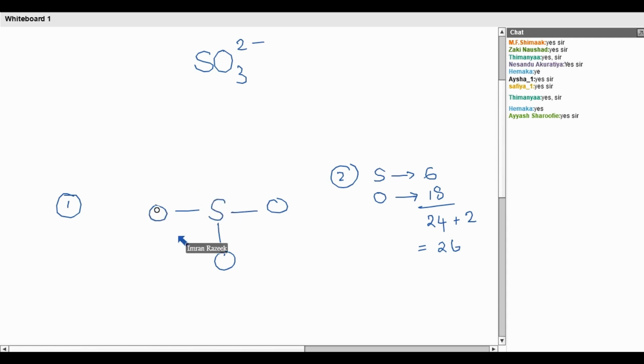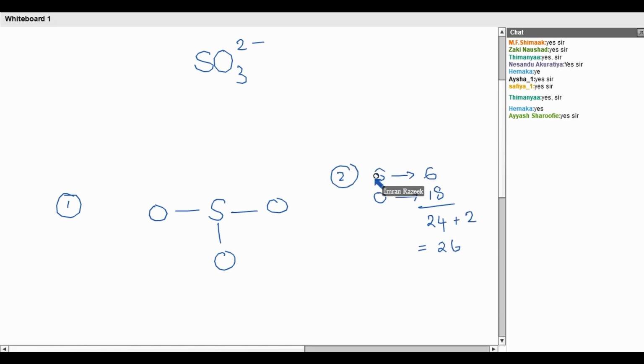And connect the rest of the terminal atoms to the central atom by single covalent bonds. Don't worry about the shape. Any way you like, you can combine. Remember, hydrogen will never be the central atom. Hydrogen always occupies the terminal position.